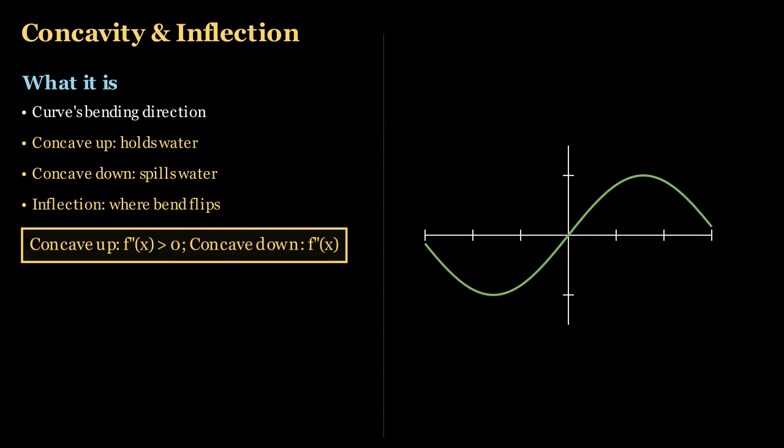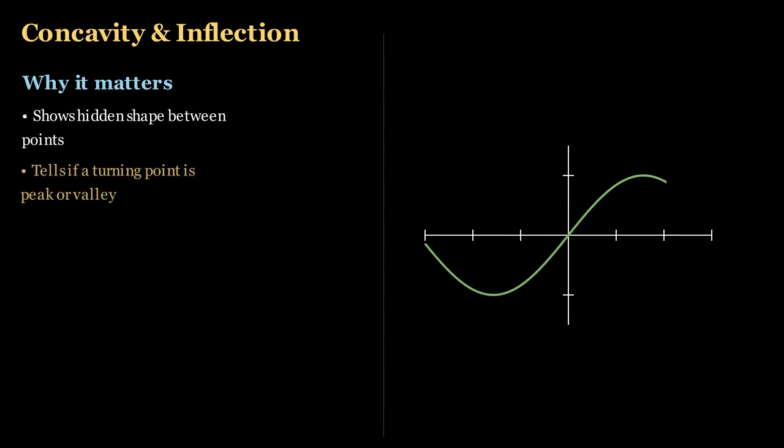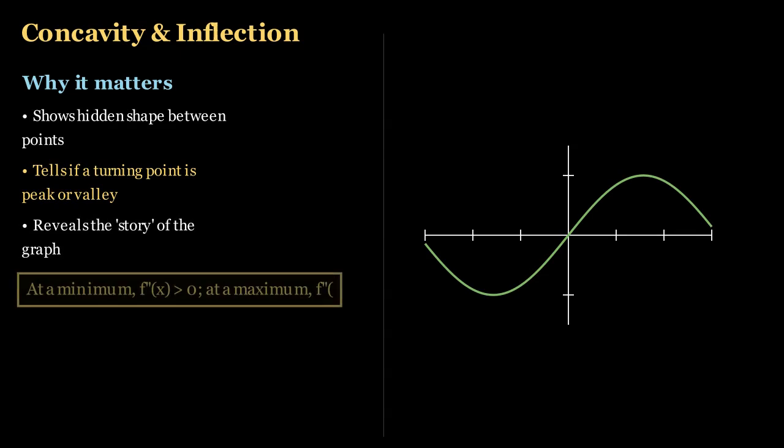You already know how to find where a graph turns, its maxima and minima. But two graphs can have the exact same turning points and still look completely different between them. One might swoop up gently, another might dive down and then shoot up. Concavity is what captures that hidden shape. It also gives you a powerful test. If you're at a flat spot where the slope is 0, and the graph is concave up, you're in a valley, a minimum. If it's concave down, you're on a peak, a maximum. So concavity doesn't just describe the bend, it helps you classify the turning points you've already found.